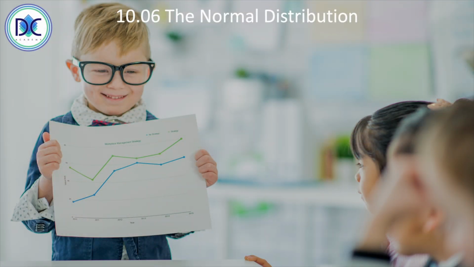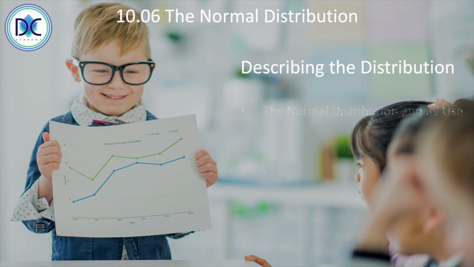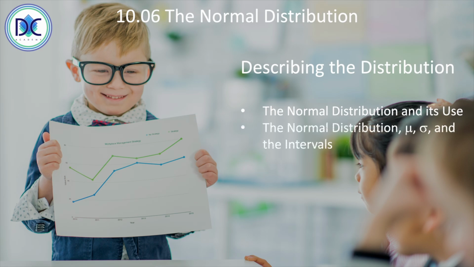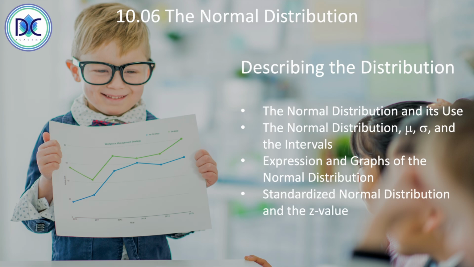Welcome to this video. After completing a description of the beta distribution and the triangular distribution, I'm going to give you an overview of the normal distribution. We're going to describe the distribution, and first of all, we will talk about the normal distribution and its use. Then we'll look at the normal distribution, the average, the standard deviation, and the confidence intervals. And then we look at the expression and graphs of the normal distribution. The last element we'll be looking at is the standardized normal distribution and the Z-value.